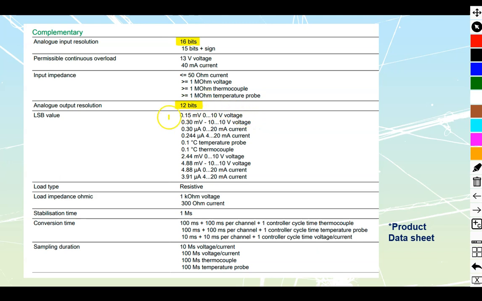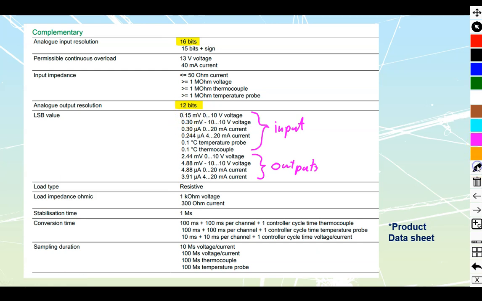Looking at the LSB values over here, we are going to break some of this apart because they did not do a great job of splitting these apart. These ones over here are going to be your outputs. These ones over here are going to be your inputs. So we do see 0 to 10 volts and 4 to 20 milliamps repeated twice. What we do note is that on my input, I can see smaller movement.